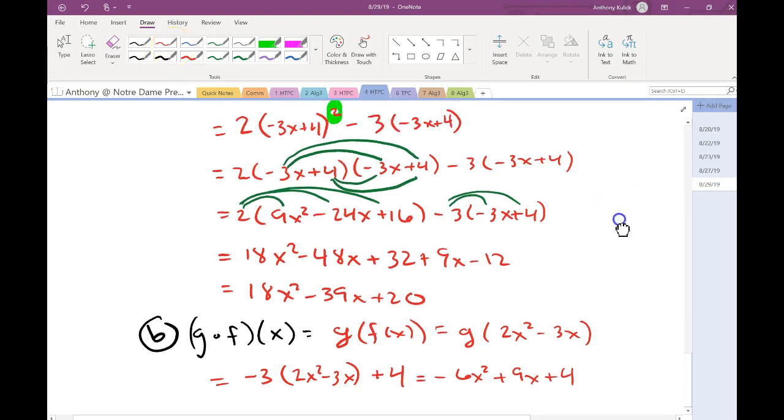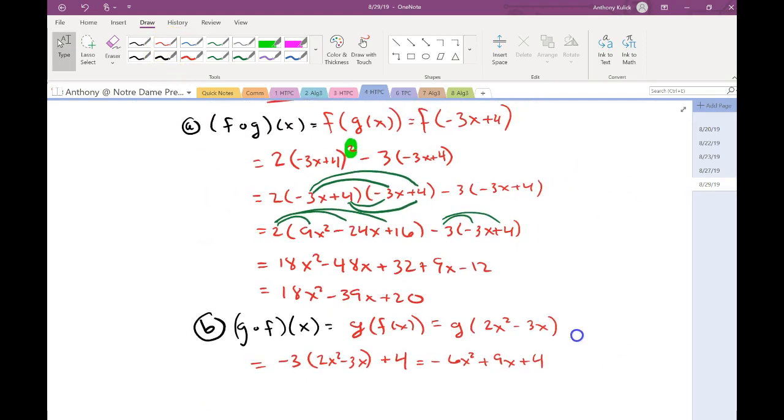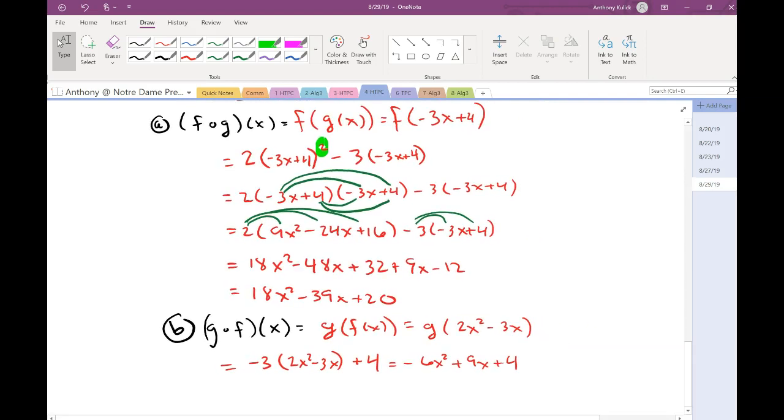What can you say about composition by looking at these two examples here? What can I say about the operation of composition by looking at these two examples?